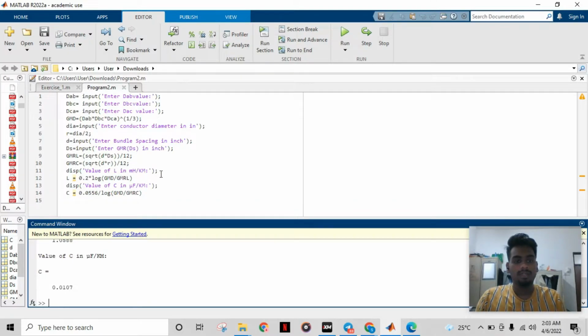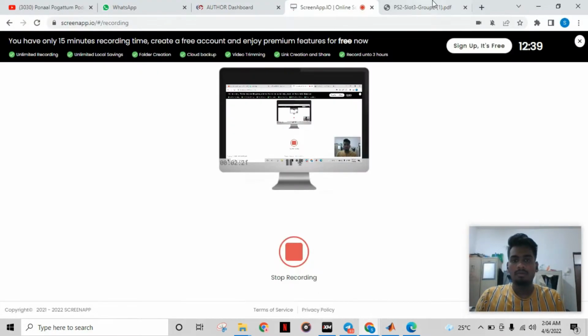It will display the value of L in mH per kilometer, and the formula for L equals 0.2 times log of GMD over GMRL. It will also display the value of C in uF per kilometer. The C formula is 0.0556 over log of GMD over GMRC. After we run this code, we found that the value of L equals 1.0588 and the value of C in uF per kilometer is 0.0107.